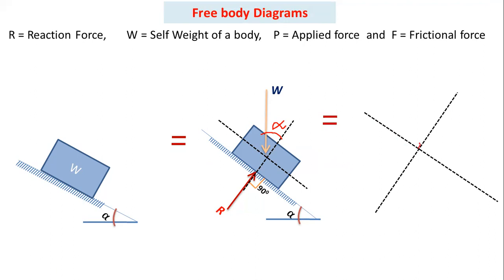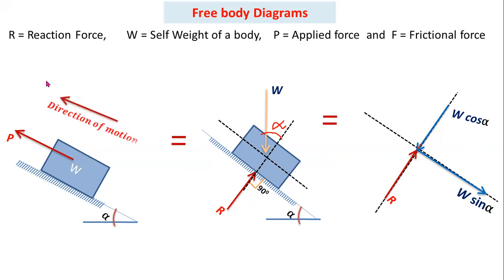So this is the normal component W cos alpha. This is the parallel component, parallel to the plane, W sin alpha. These two are the components of self weight W. Now capital R is the reaction force, like this. Here this is the applied force. When you are applying the pulling force like this, the direction of motion of this block is upward.